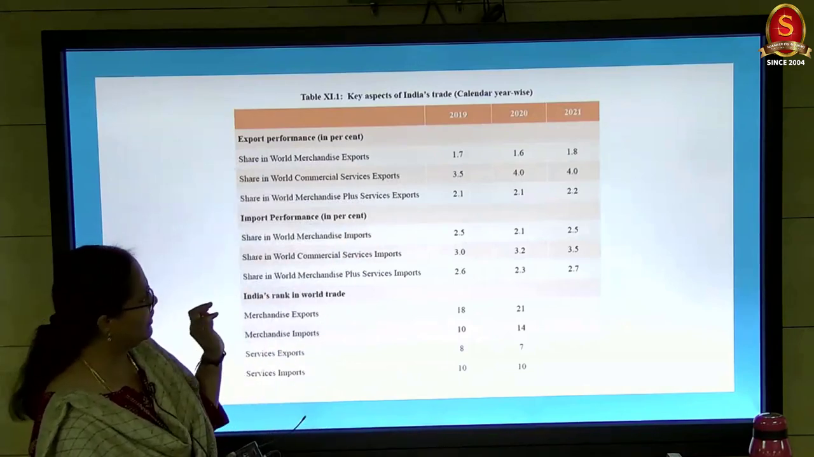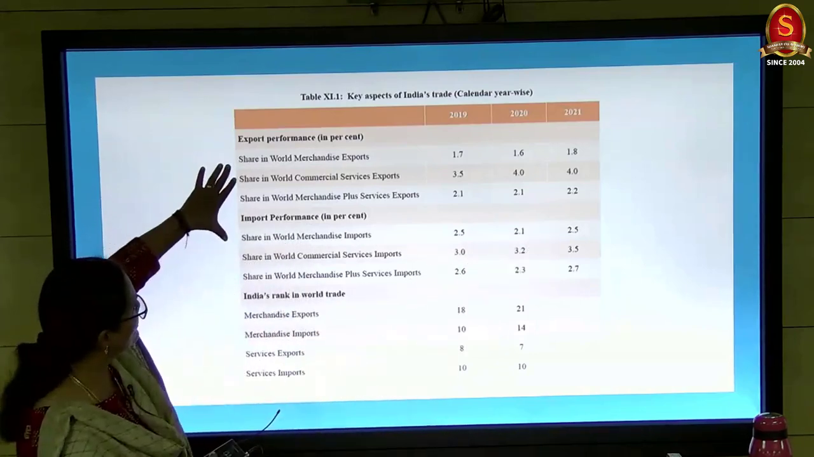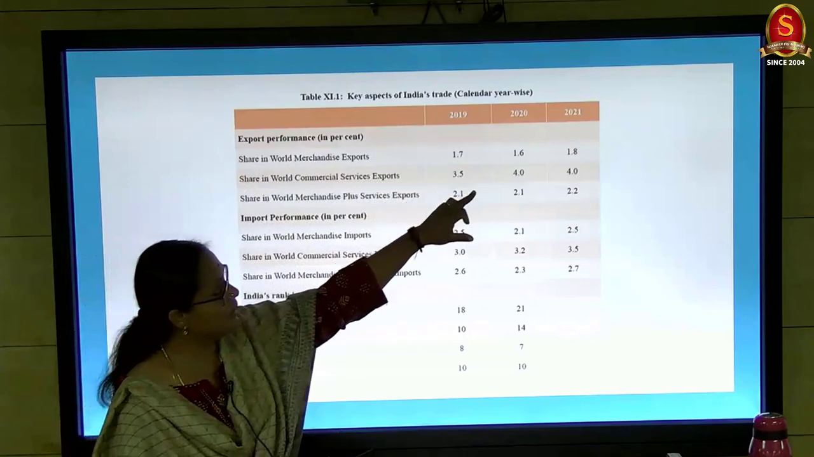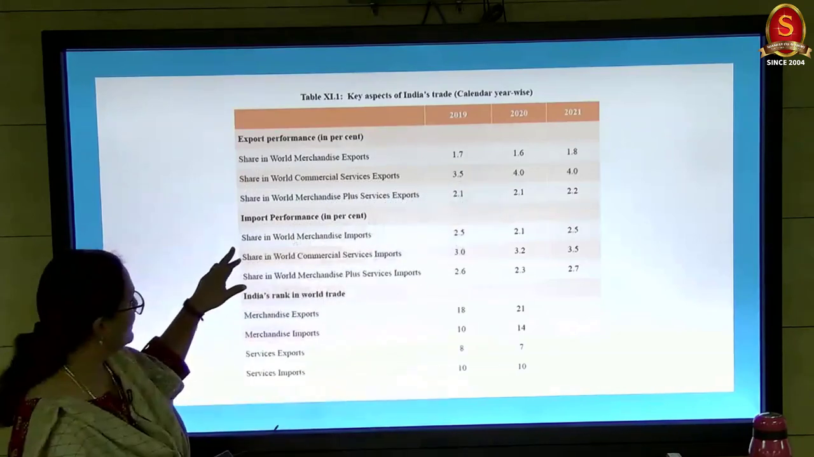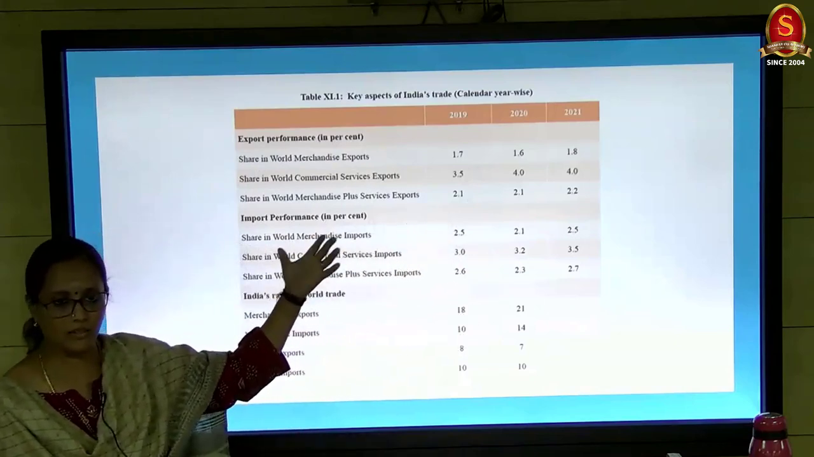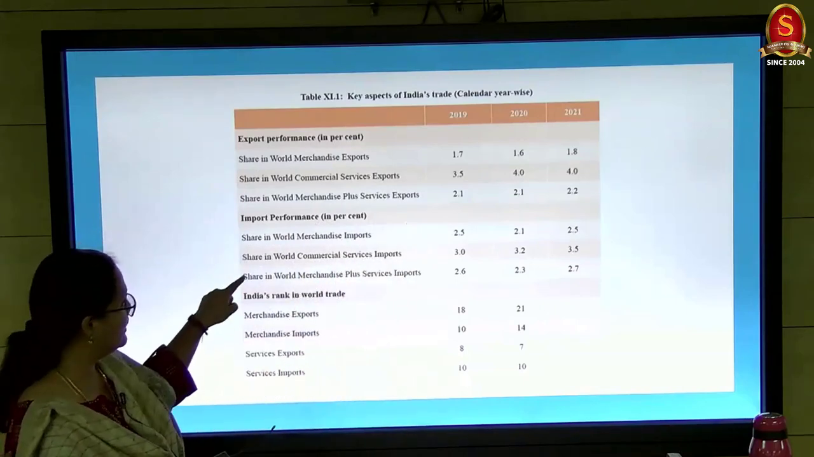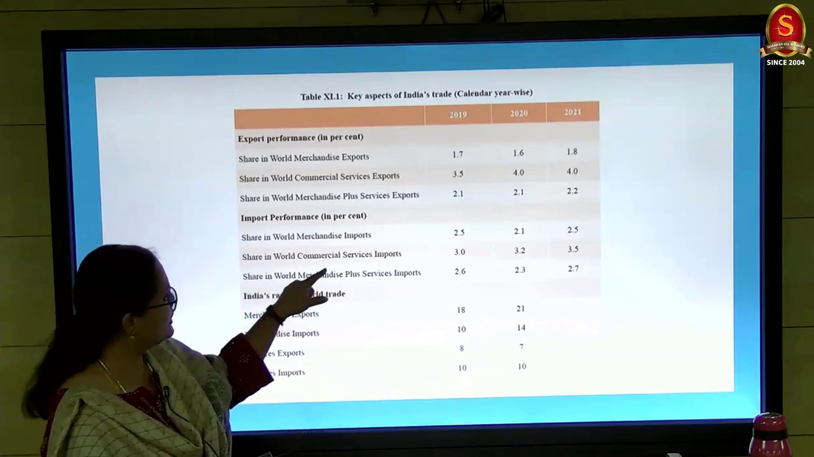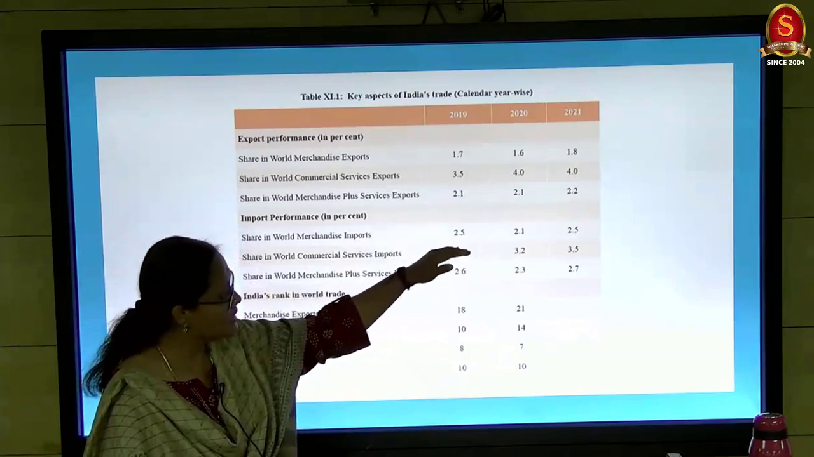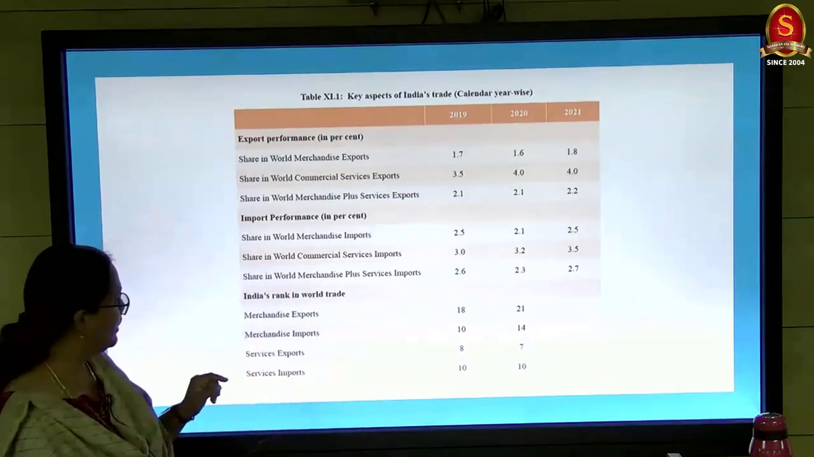When we come to import performance, you can see that in the import of goods also, we have increased. All you have to do is compare this first line with this first line. With world merchandise exports, we have improved by 0.2%, and in world merchandise imports, we have improved by 0.4%, which means we have actually started importing more than exporting, right? Looking at world commercial services imports, here also we have increased, though in exports we remain the same. So the overall picture has also changed.